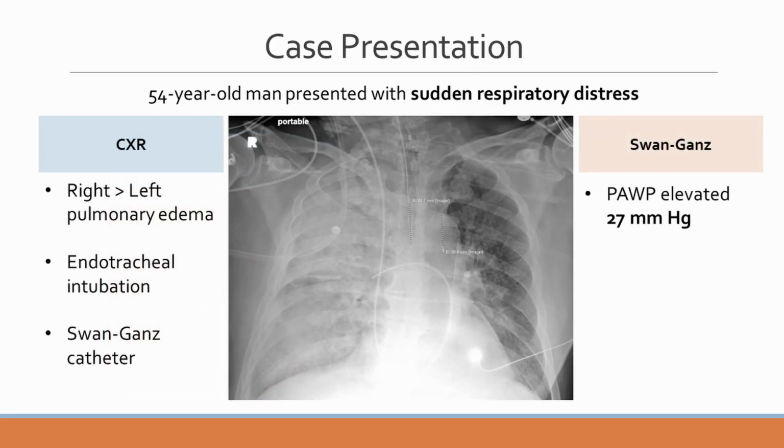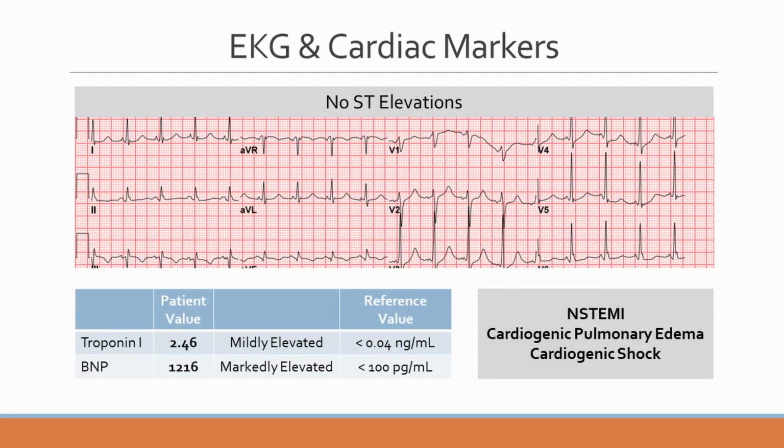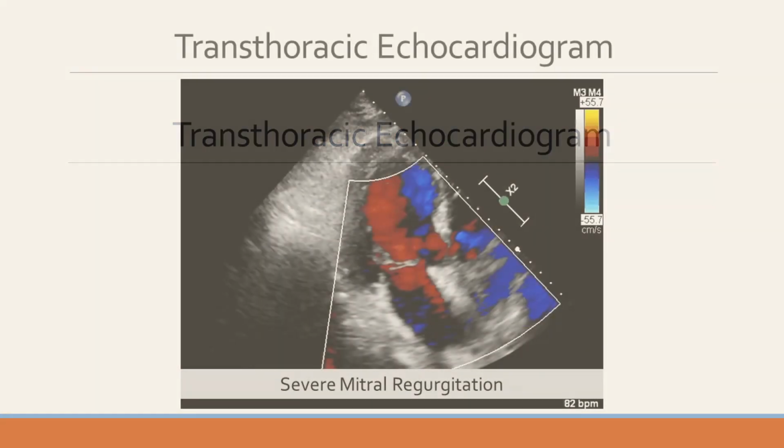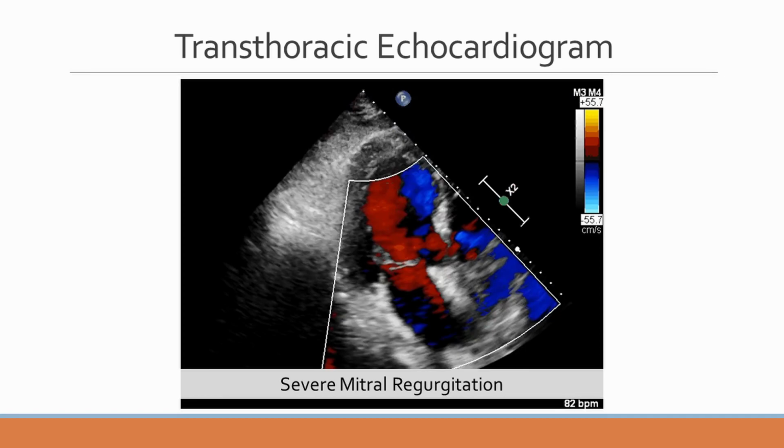Chest X-ray shows massive pulmonary edema, which is partly unilateral, not unusual for acute mitral regurgitation. By this time, he is intubated, has a Swan-Ganz catheter, and markedly elevated wedge pressures. Interestingly, the EKG didn't show ST elevation. There was even only minor troponin elevation, but still the diagnosis of NSTEMI, cardiogenic pulmonary edema, and cardiogenic shock was established. Transthoracic echocardiogram again shows severe mitral regurgitation, and these regurgitations tend to be eccentric.